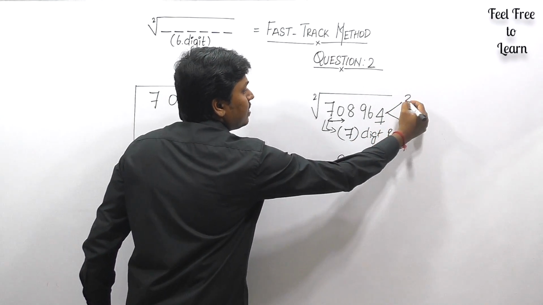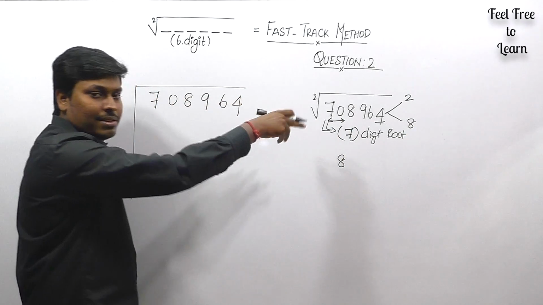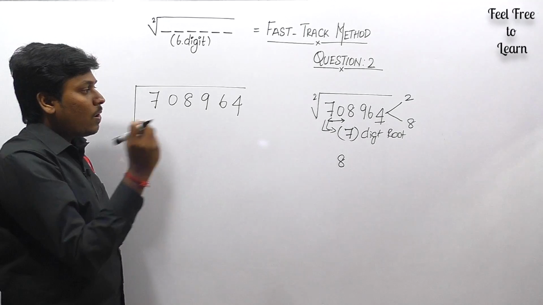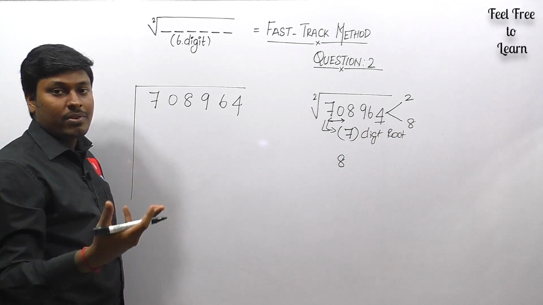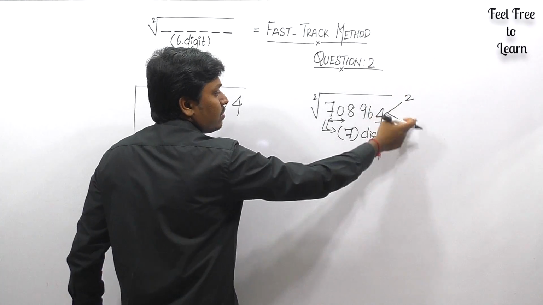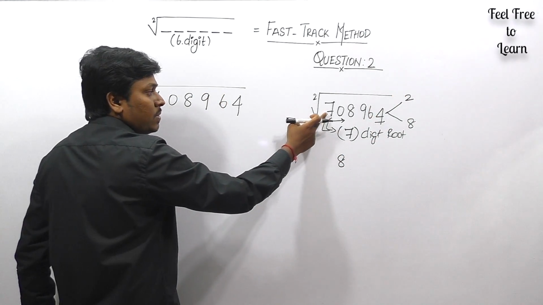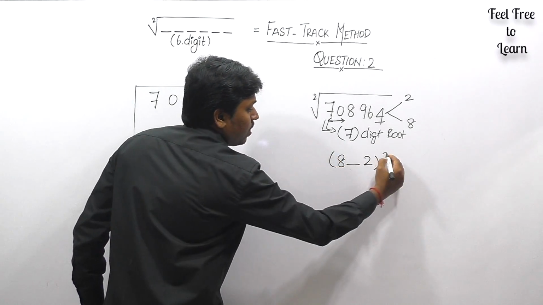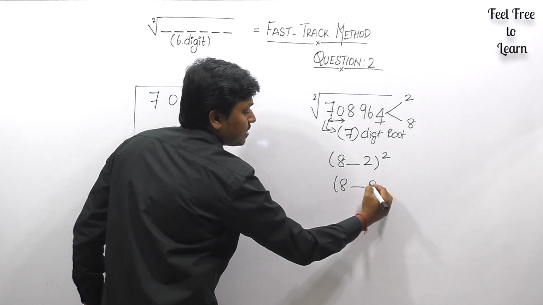So it should be either 2 or 8. These things we already know, right? If you are a bank aspirant, or preparing for any competitive exam, you should know this. If a number ends in 4, then definitely the last digit should be 2 or 8. And we know that the first number is 8. So it should be 8-2 the whole square, or otherwise 8-8 the whole square.